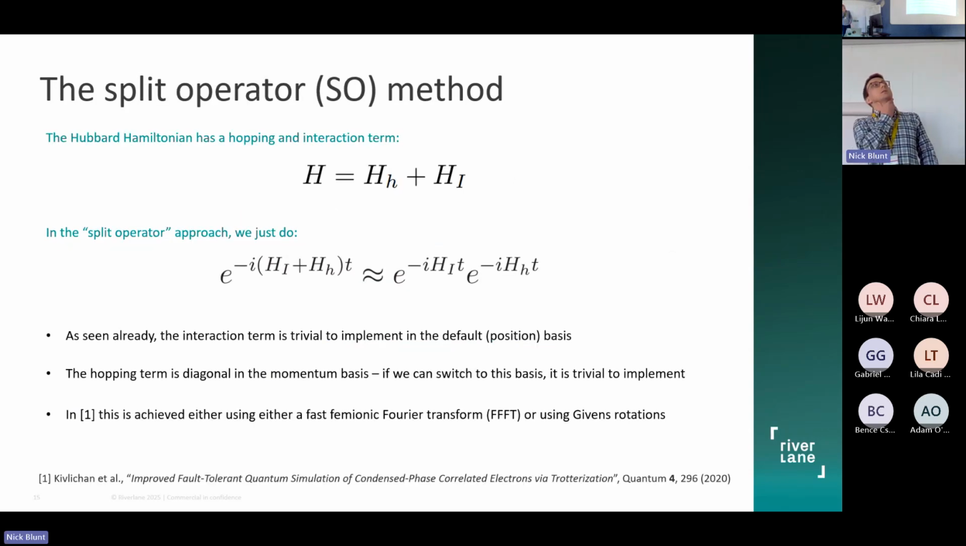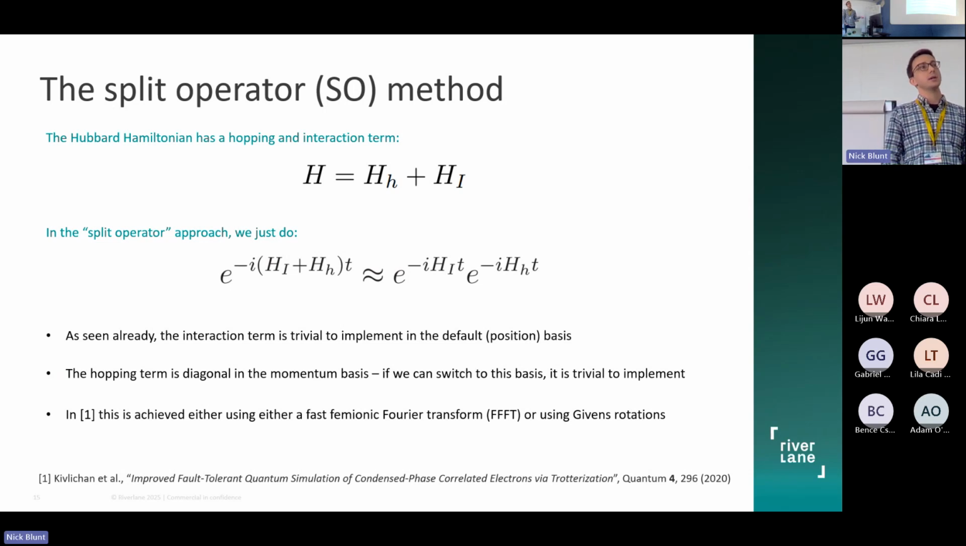Firstly, I'll just mention a so-called split operator method. This was introduced in the paper I was showing at the start by Google and collaborators. Here we just split the Hamiltonian into 2 pieces. We do the interaction term exactly, and then we implement the hopping term exactly. To implement the hopping term, because this is a kinetic energy operator, it is going to be diagonal in the momentum basis. So if we can find an operation to transform from position to momentum, then this will become trivial to implement.